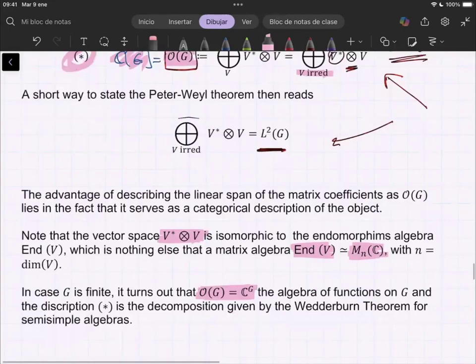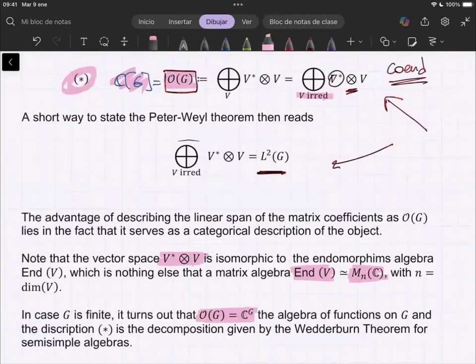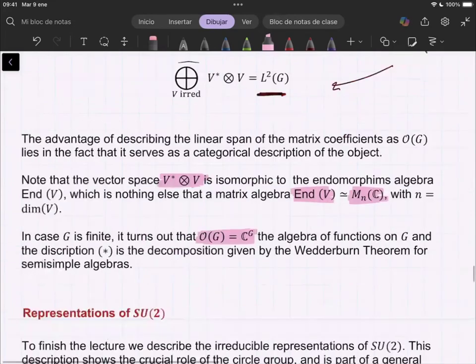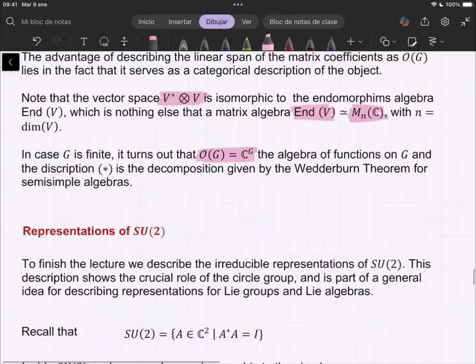For compact groups, it is not the Wedderburn theorem because they are not semisimple, as we may have infinite irreducible representations. And to finish the course, we are going to see that the representations of SU(2) are actually infinite ones.